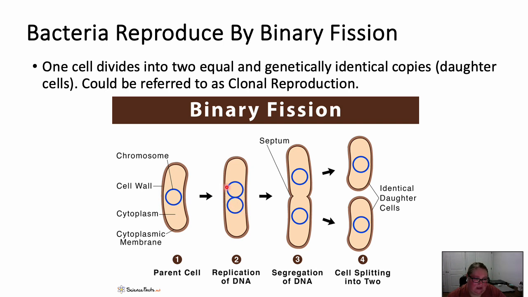Okay, so we have two copies. The DNA is going to get segregated, so it's going to move towards different parts of the cell. And then the septum, or a new cell wall and cell membrane, is going to start to be made in between the two halves of the cell. So this new cell wall and this new cell membrane are going to be built. This is what we call the septum.